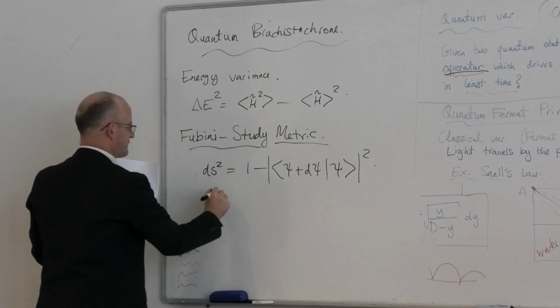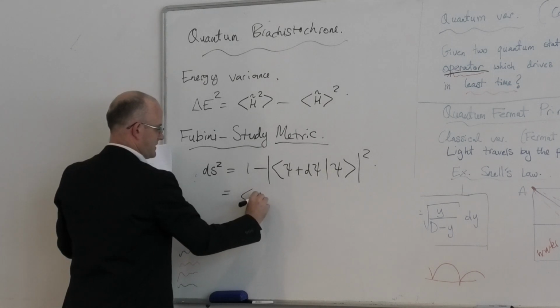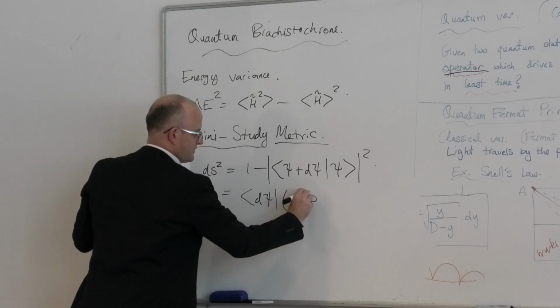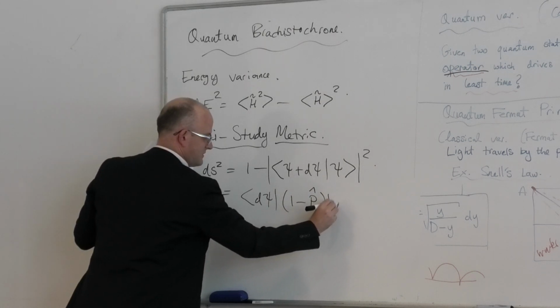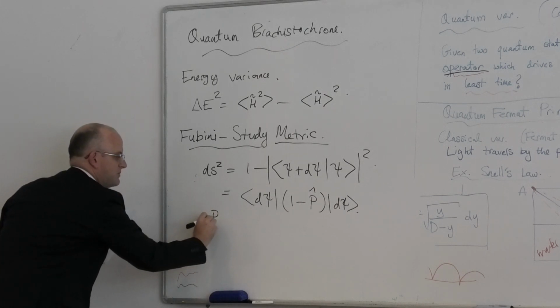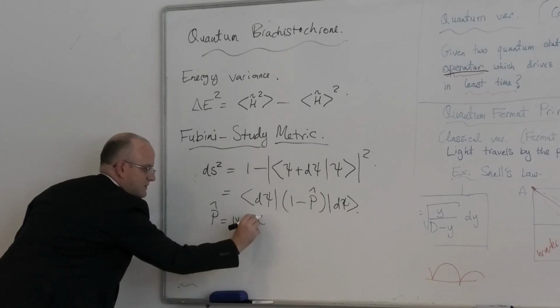Okay, and this is all just pretty much given, but you can do some calculations, and what you will find is that this thing can be written like this, where P is the outer product of the state with itself.